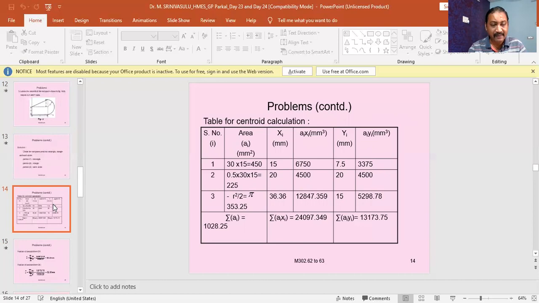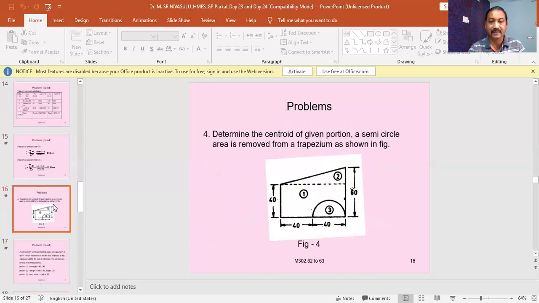And then we have to find the centroid by using the formula x bar is equal to sigma ai xi by sigma ai, and y bar is equal to sigma ai yi by sigma ai. Like that. Next, coming to another problem.